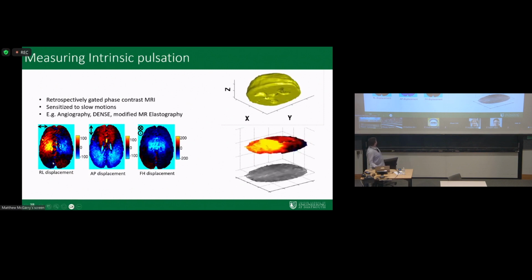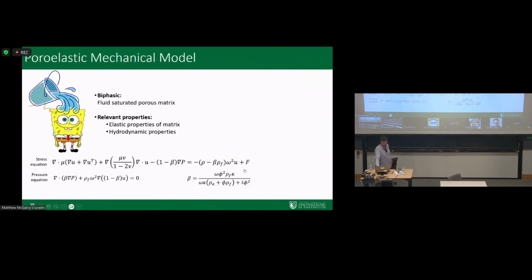So here you've got, this is in the left-right direction. So this is sort of a stretching this way. And then in the anterior-posterior direction, you've got a stretching this way. So you can see the front's moving forward and the back's moving back. And then in the foot-head direction, your brain's kind of going up and down like this. And you can see that in this animation here.